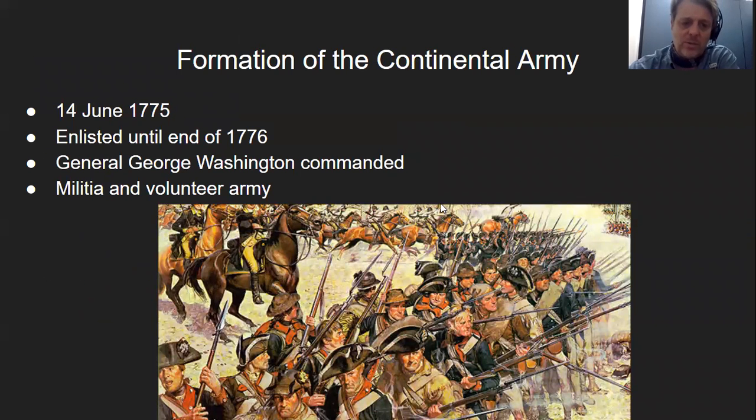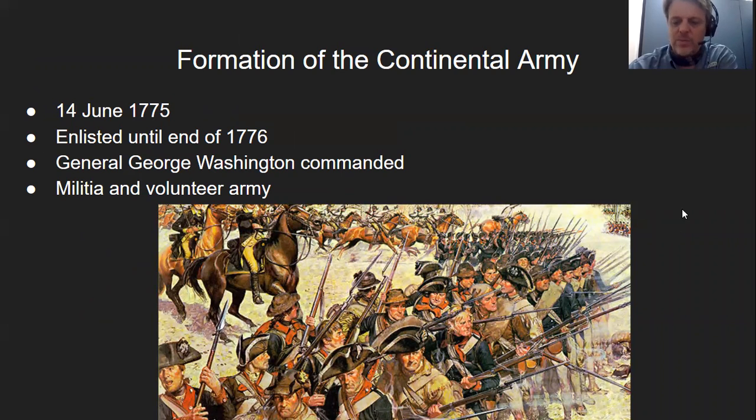All right, formation of the Continental Army. After Lexington and Concord, known as the shot heard around the world, right? The Continental Congress realized they needed a Continental Army. They needed a regular army. So they enlisted guys for a little over a year, put George Washington in command, hero of the French and Indian War. And the army was made up of militia and a volunteer army.